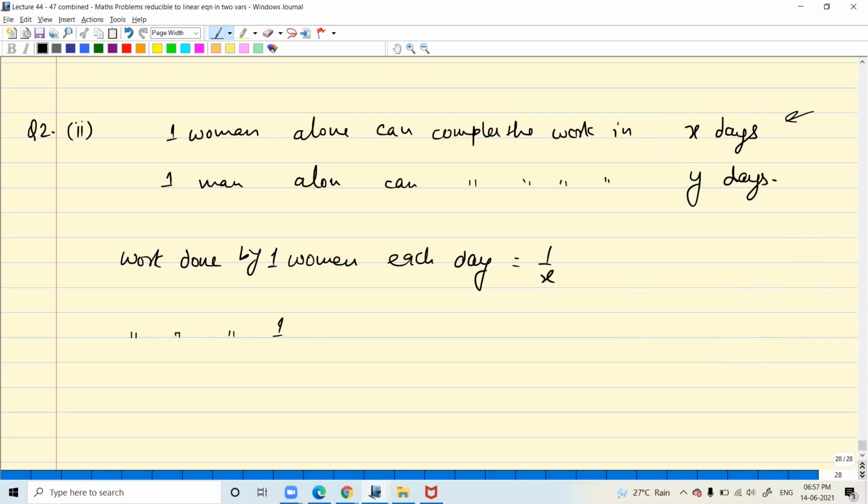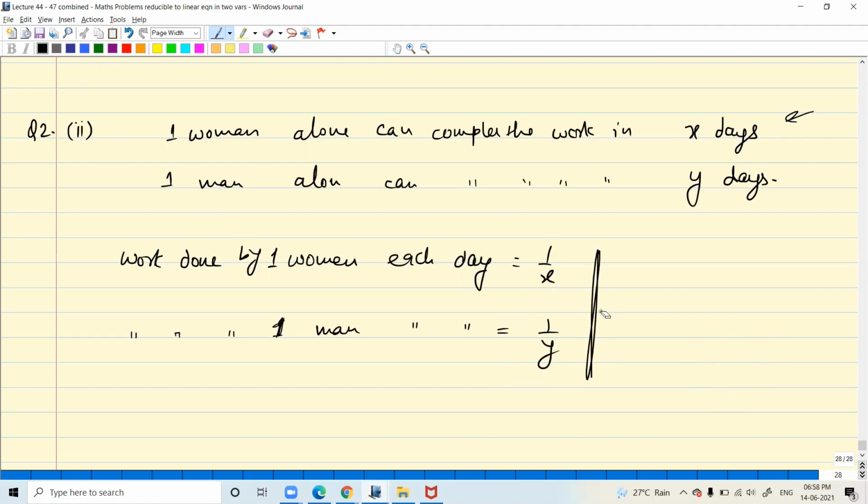Same way, work done by one man each day. How much work is he doing each day? Tell me. One by Y, sir. Yes, one man completes the work in Y days. So every day he is doing 1 by Y amount of work. One man. So same way, 5 men will do how much work every day? 5 by Y. So keep that in mind.